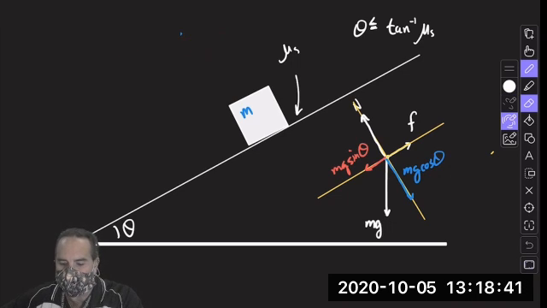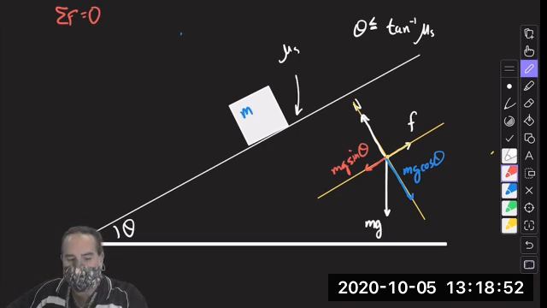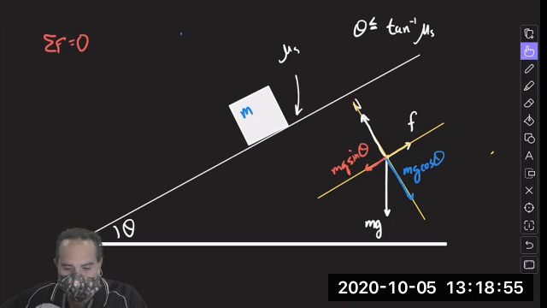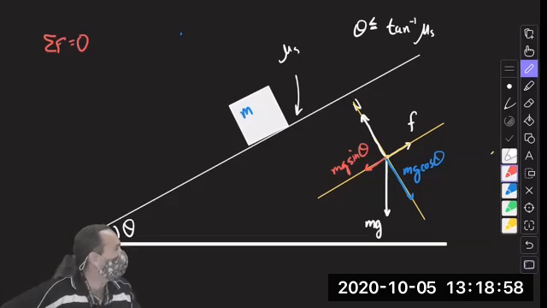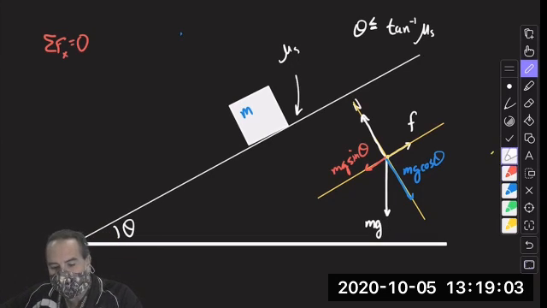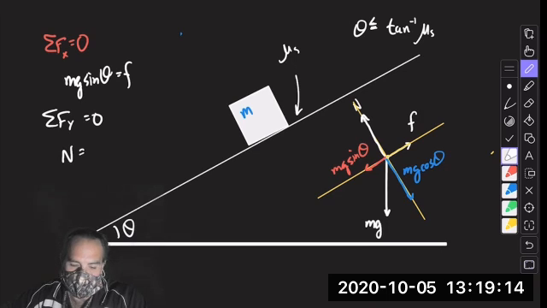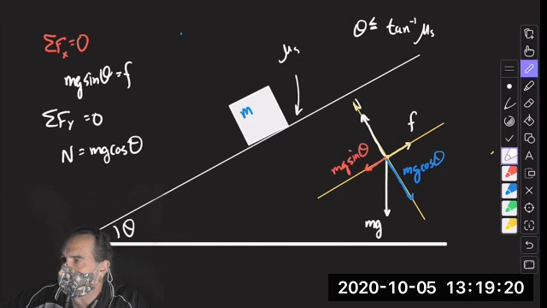All right, so when I look at Newton's law, I'm going to use that the net force is equal to 0. I don't want it to move. So when I do that in the x direction, I'll get mg sine theta is equal to the frictional force. When I do that in the y direction, I'm going to get normal equals mg cosine theta. Any question about where any of that came from?